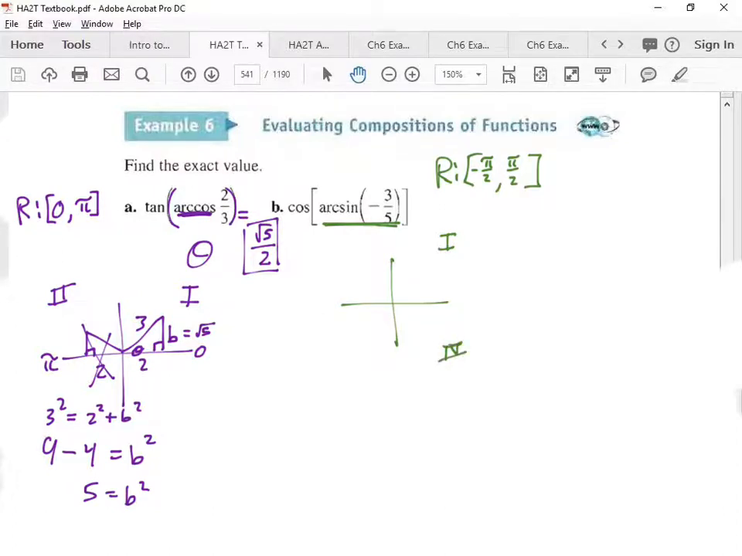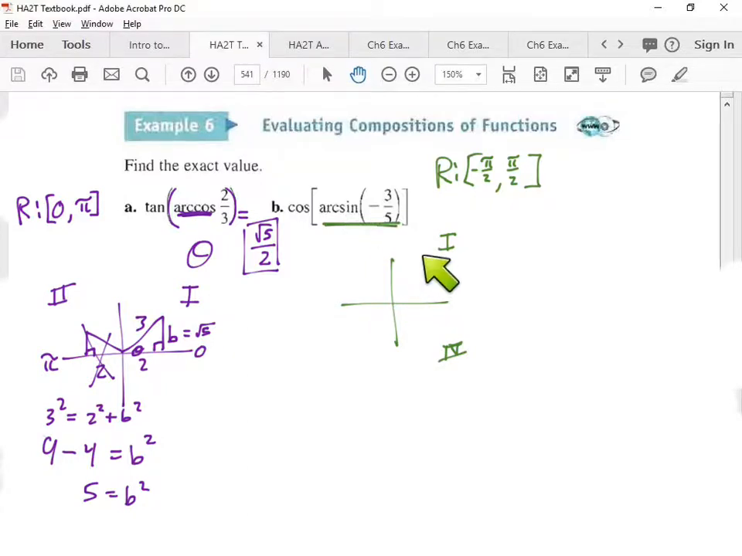So we got quadrant 1 or quadrant 4, because in quadrant 1 we go to pi over 2, and then in quadrant 4 we go to negative pi over 2. So we're in one of these quadrants. Is our triangle going to be right here, or is our triangle going to be right here? Ooh, how do we know it's quadrant 4? Because it's negative. Arc sine is negative.